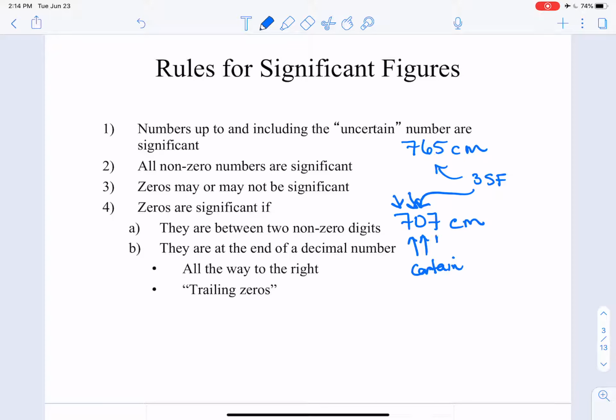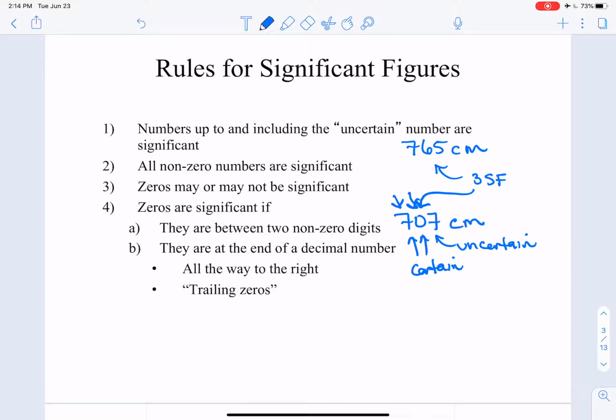And then on the end here, we are uncertain. So we're not sure if object X is measuring 706 or 707 or 708 centimeters, but our best guess is that it's 707 centimeters. So that's how that works. The same with the 765 above.